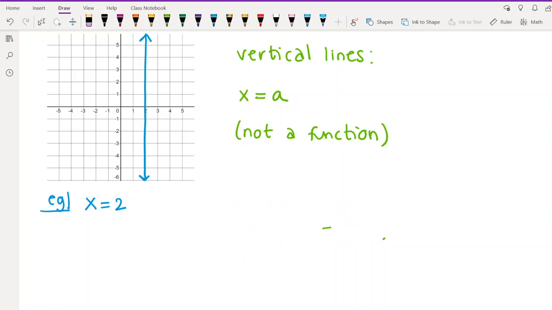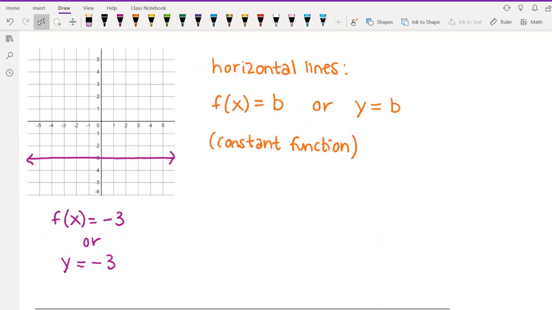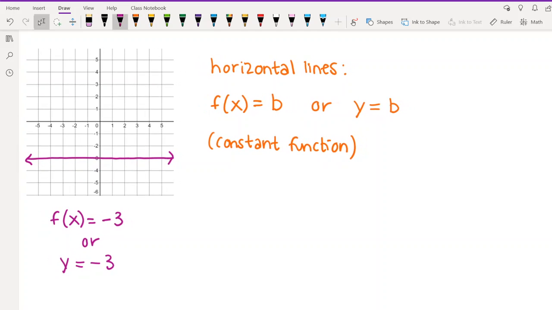So one more thing I want to mention about horizontal and vertical lines is their slope. So what is the slope of a horizontal line? Well, let's try to actually calculate it for this. So let's say we had a point here and a point here. I'll just pick 2 random points. So if we tried to calculate the slope, the vertical change would be 0, right?